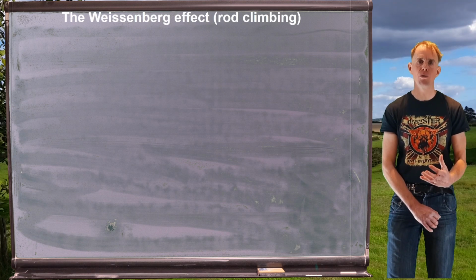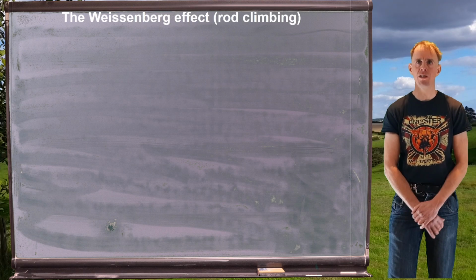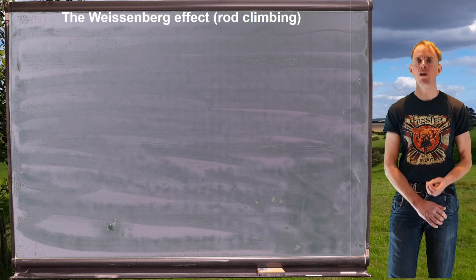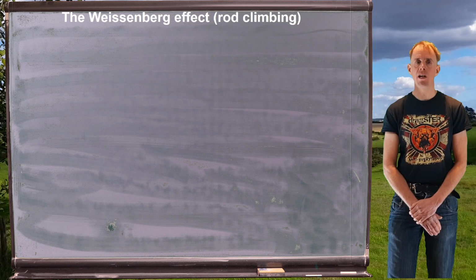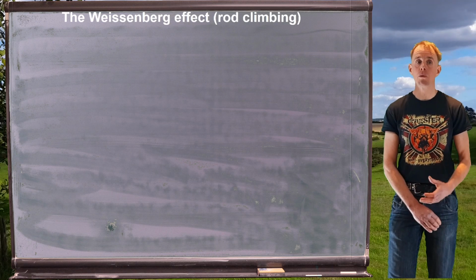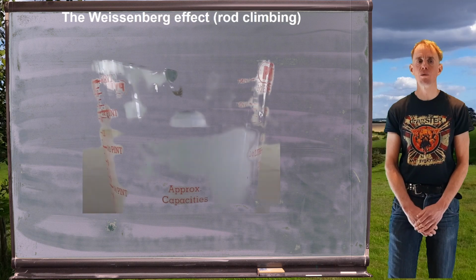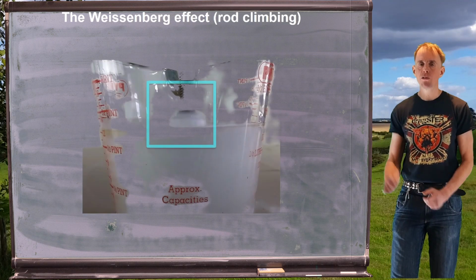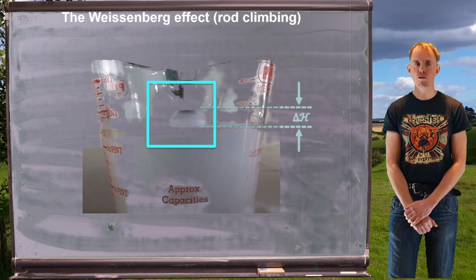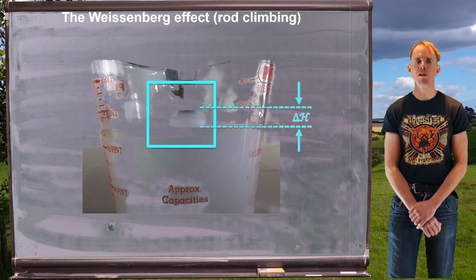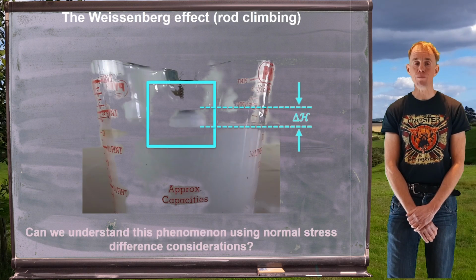So let's think about an effect that we saw right at the start of this course. When we started this course, one of the first things I did was to show you some videos of some viscoelastic flow effects. And one of the more spectacular ones is rod climbing, or the Weissenberg effect. Let me just remind you what it looks like. Here on the board is a picture of one of my kitchen measuring jugs, and in this measuring jug I've put a solution of wood glue.